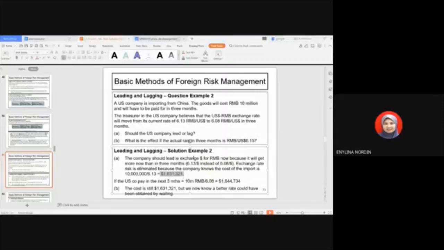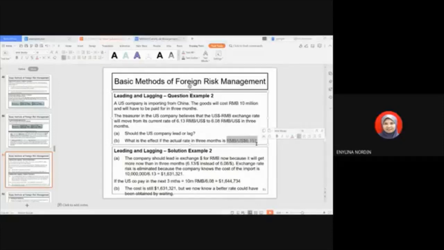Now the next issue here is, like I said earlier, leading and lagging is actually risky. What happens if the prediction is not right? That means the actual exchange rate of RMB per dollar is 6.15 RMB per dollar instead of 6.08 RMB. So this is the predicted currency of RMB, and this is the actual. In other words, the prediction is not correct.